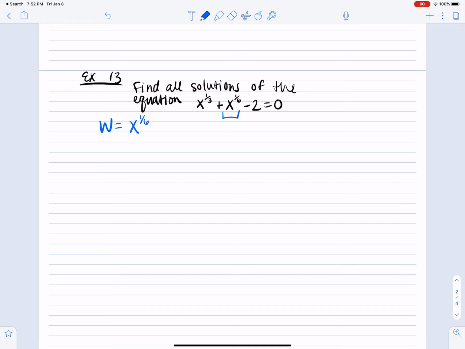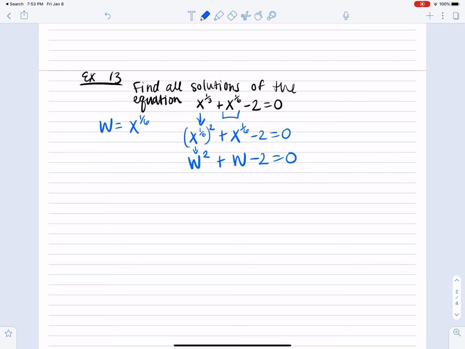So now, if we change this into 1/6 values, this actually becomes x to the 1/6 squared, because 1/6 times 1/6 becomes 1/3, okay? And then this stays to the 1/6. So actually this becomes w, because remember we said w is x to the 1/6, squared plus just w minus 2 equals 0, and this is something we can solve.